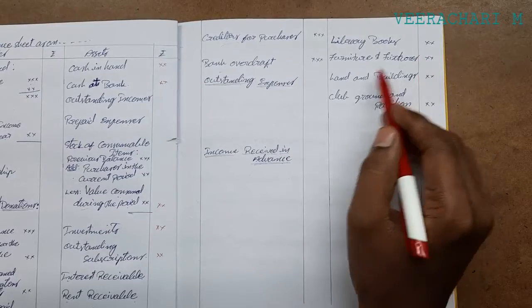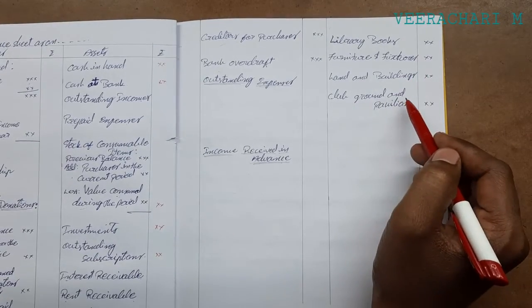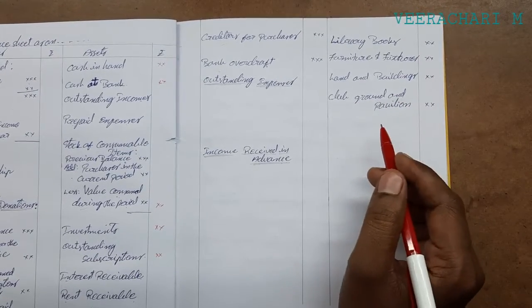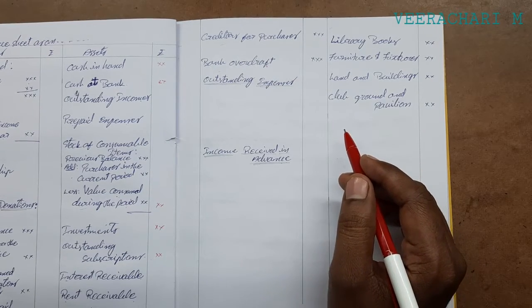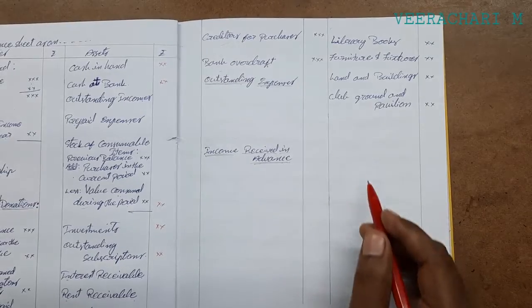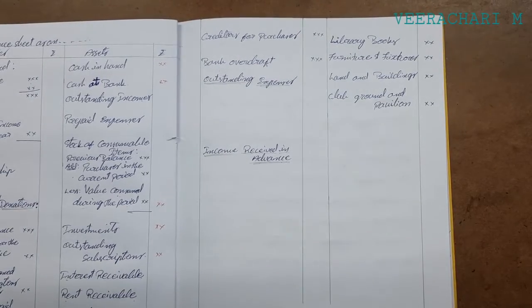Next, furniture and fixtures, land and building, clubs, ground and pavilion, and motor car. So these are the various assets, and they should be written under the asset side. This is only the balance sheet.